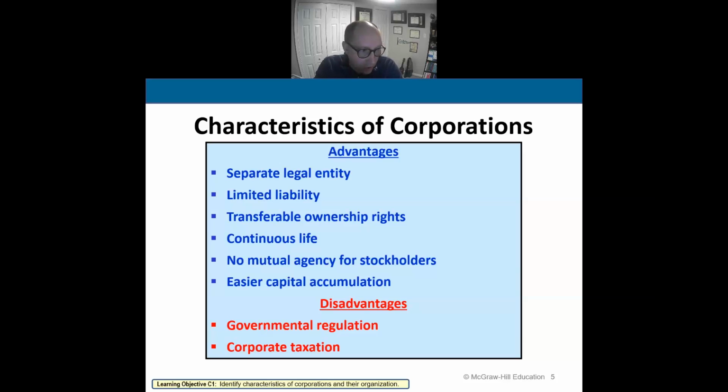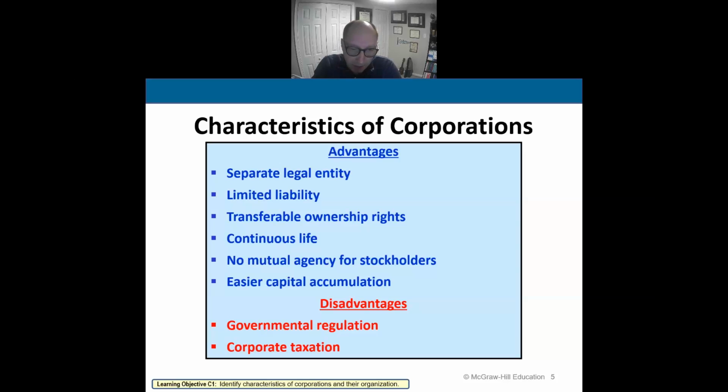So it's kind of like Macy's, for example. Macy's was founded in the mid to late 1800s. Okay, so the founders of Macy's passed away a long time ago, but Macy's is still around and it's still publicly traded. So that's just one example of a company having continuous life. It's its own entity. It lives as its own person, basically. So that's one of the major advantages of a corporation.